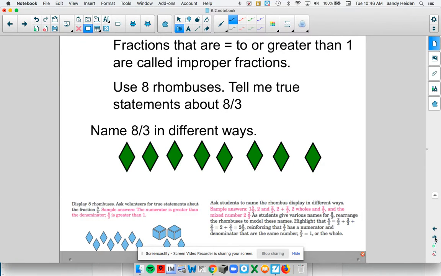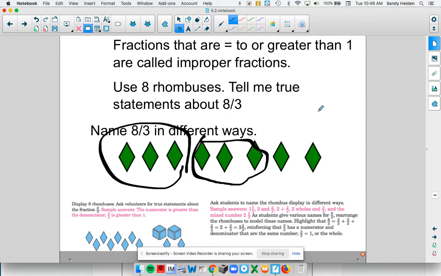All right, this is just a reminder that fractions equal to or greater than 1 are called improper fractions. And this is an example of using rhombuses. Can you tell me 3 true things? Well, I like the way this shows that 3 would fit into each one. So this would be 1 whole. I'm circling 3's because 3 fit in each one. 2, and 2 left over. But 3 because they fit into 1.